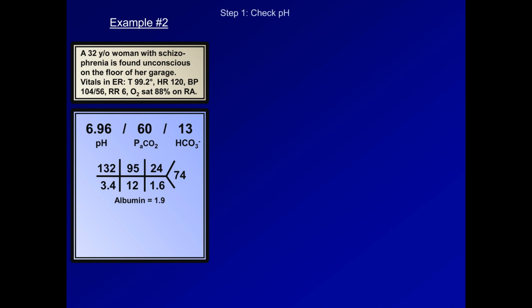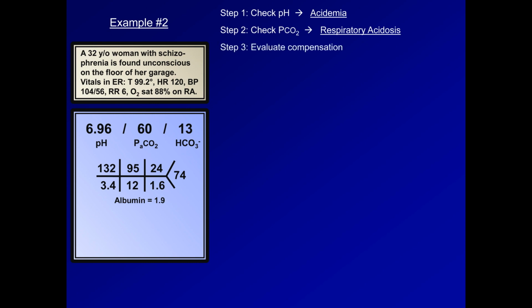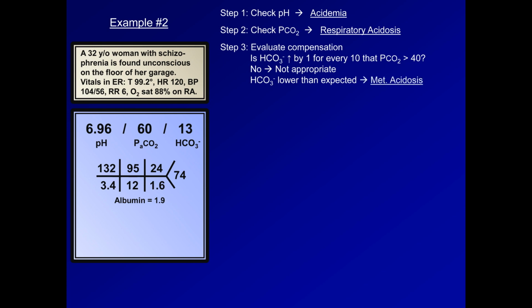Step 1. Check pH. Obviously, an acidemia is present. Step 2. Check the PCO2. There is a respiratory acidosis. Step 3. Evaluate compensation. This sounds like an acute process from the brief vignette. For an acute respiratory acidosis, the bicarb should be increased by 1 for every 10 that the PCO2 is greater than 40. But the bicarb here is actually decreased. So therefore, not only is compensation not appropriate, there must be an additional metabolic acidosis.